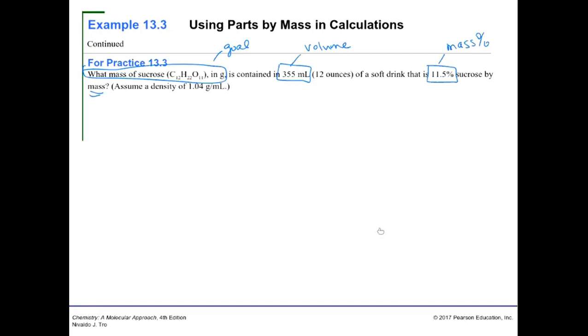So this 11.5% is the same as saying 11.5 grams of sucrose per 100 grams solution, because percent means per 100. We're also given a density that is for the solution. So this means that 1.04 grams of solution, not sucrose, solution, is equal to 1 milliliter of solution.